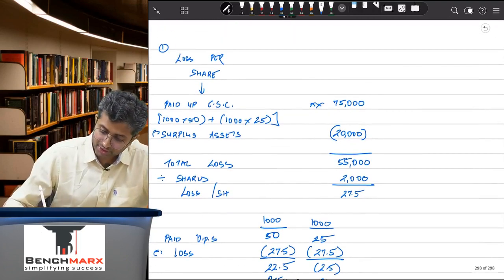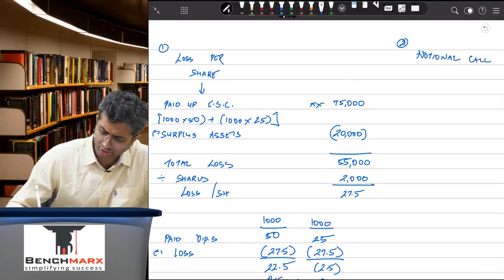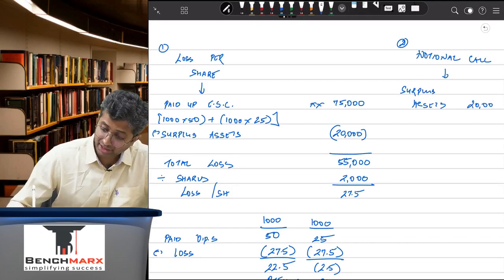The other method which is possible is a notional call method, where we say forget this entire working, let us assume we make a notional call, which means right now you have surplus assets to distribute. How much surplus assets do we have? Well, we have surplus assets of 20,000. Ajay, can we generate more assets? Yes, by making a notional call. So this is a call which is notional.